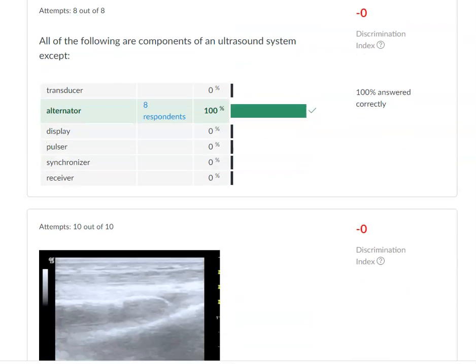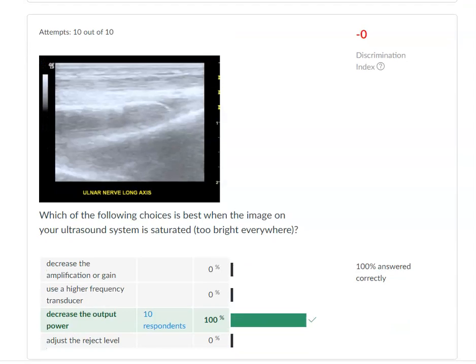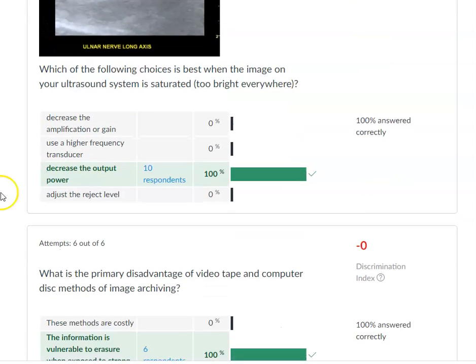All the following are components of an ultrasound system except the alternator. There is no alternator in ultrasound. There's just an alternator in your car. Which of the following choices is best when the image on your ultrasound system is too saturated, which is shown in the picture above? You would want to first decrease the power, then decrease the amplification.